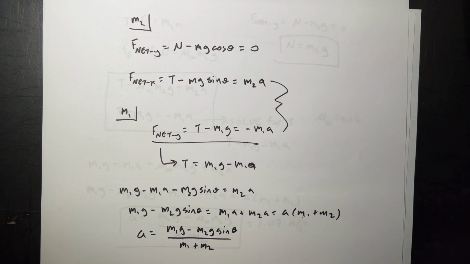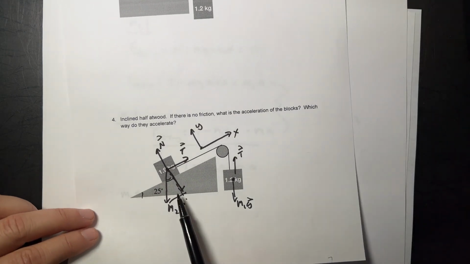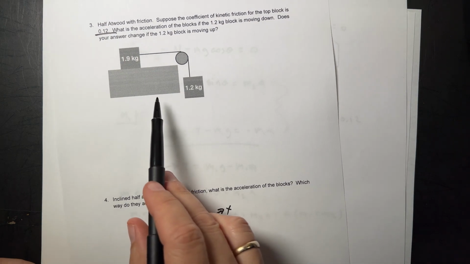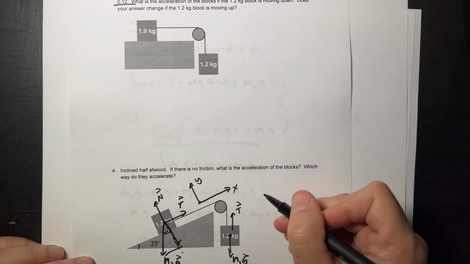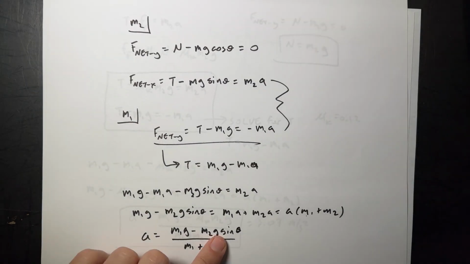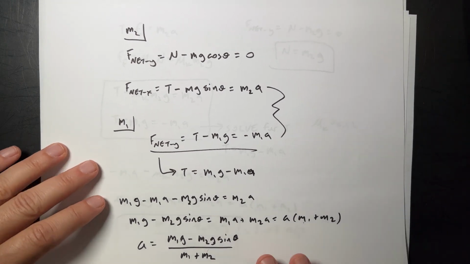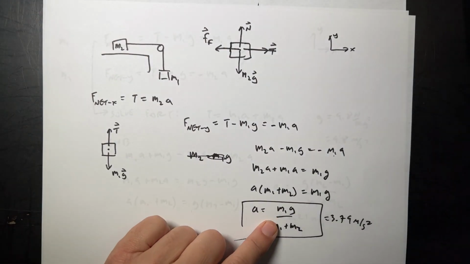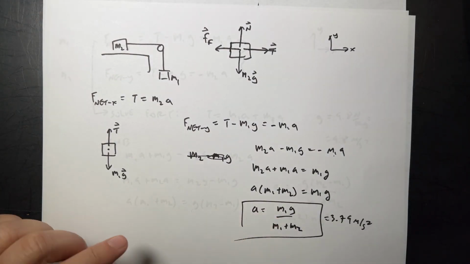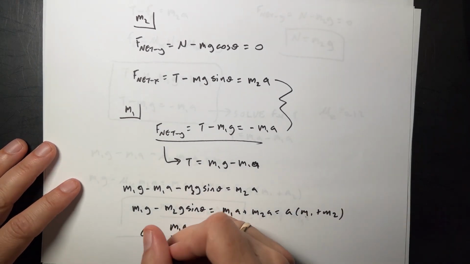But what if, how do I get this back to this? Well, one way I could do that is to say theta equals 0. So if you put theta equals 0, you get sine of 0 is 0. So I get m1g over m1 plus m2, which is the same thing that I got before with no friction. So that tells me that I'm in the right direction at least.